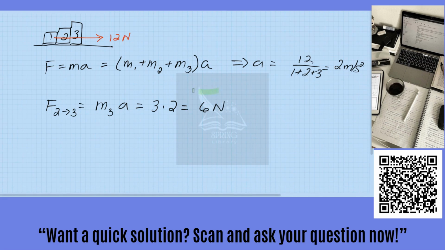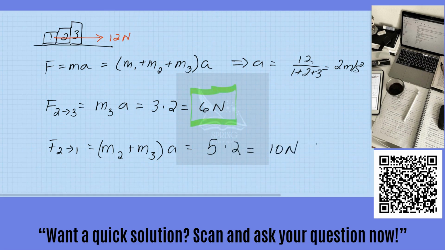So this is for part A. And then for part B, the 2 kilogram block exerts force on the 1 kilogram block. So those are pushing backwards. So force 2 on 1, you have the mass of the second object plus the mass of the third object, since they're both going to push on the first one, times the acceleration, which is 5 times 2, which is a 10 newton force.